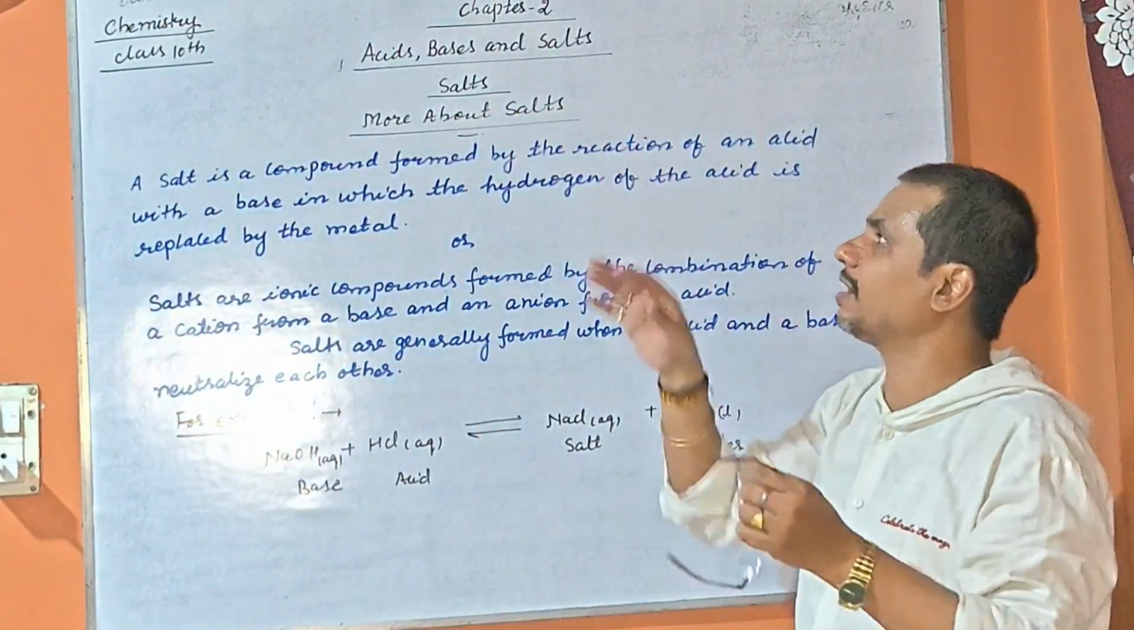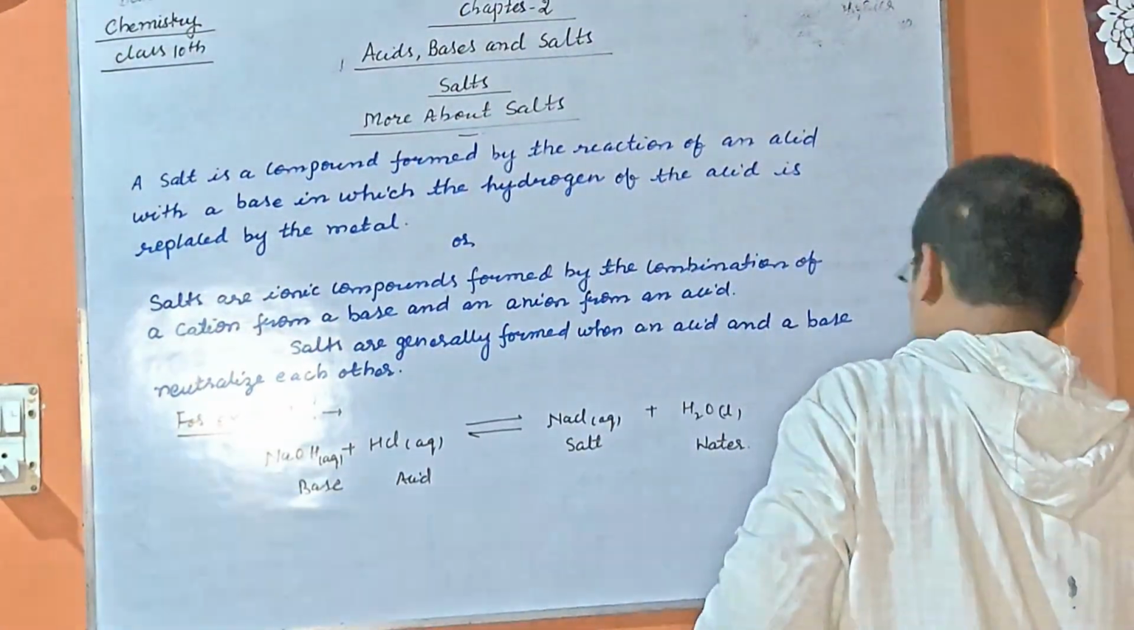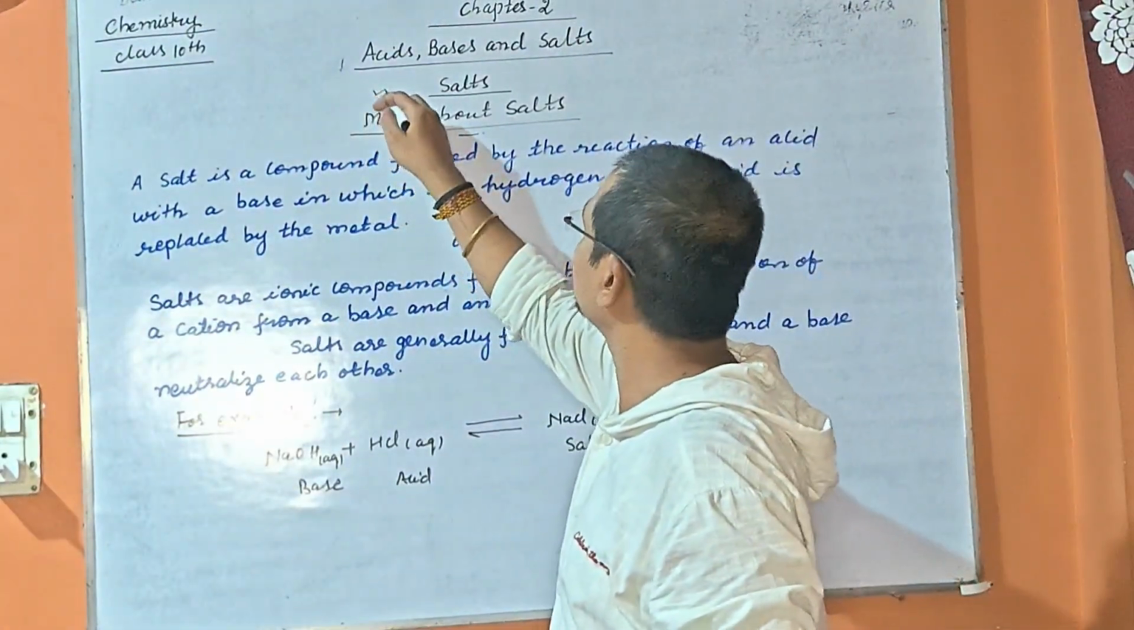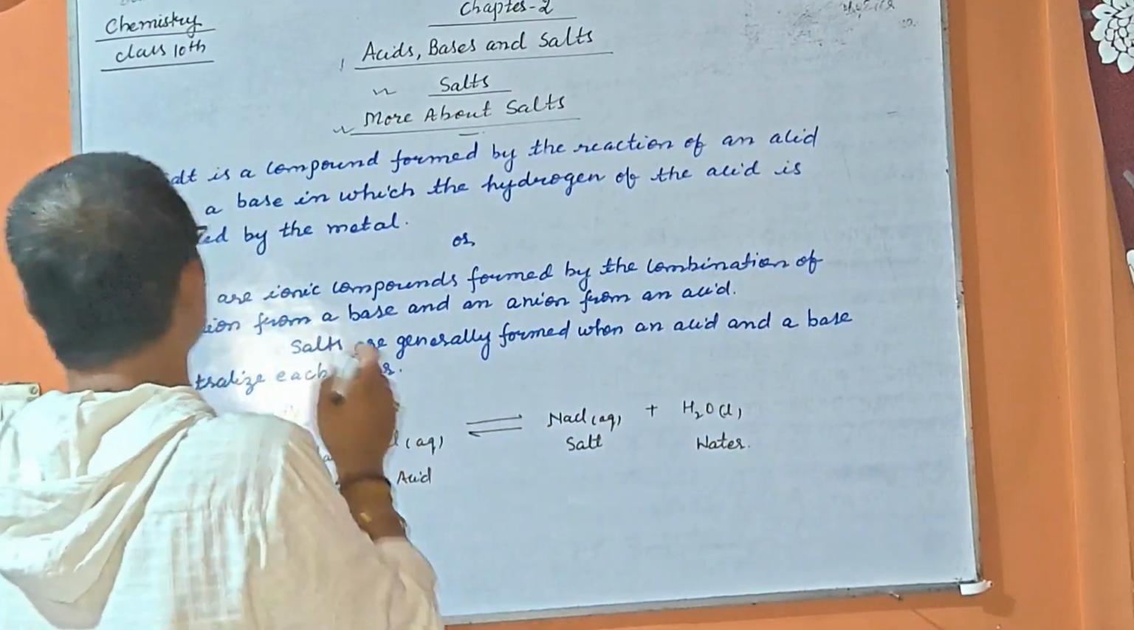We are discussing chapter number 2, acids, bases and salts, chemistry class 10. Let us start the topic of salts. Today we are starting with salt. First of all, we are going to discuss the definition of salt.